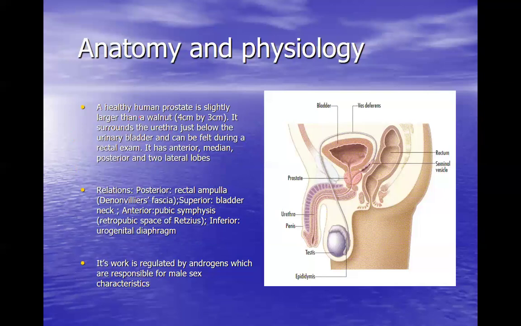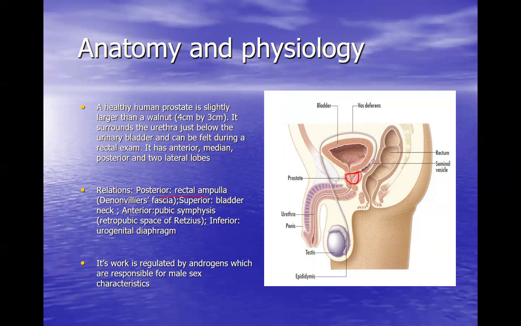Now, if we talk about the normal physiology, a healthy human prostate is slightly larger than a walnut, around 4 centimeters by 5 centimeters. It surrounds the urethra and can be felt during rectal examination. It has anterior, median, posterior, and lateral lobes.